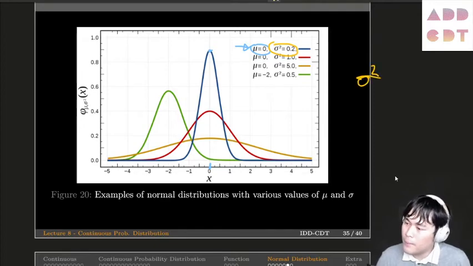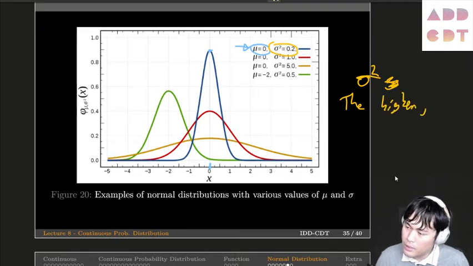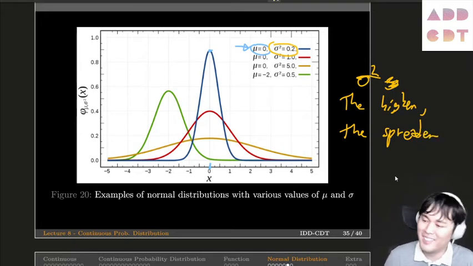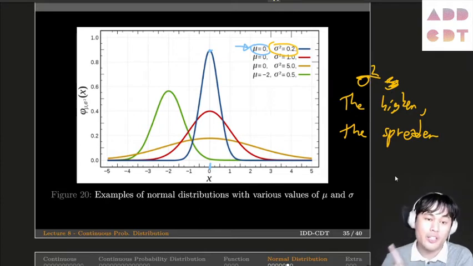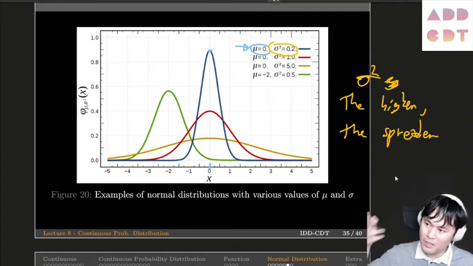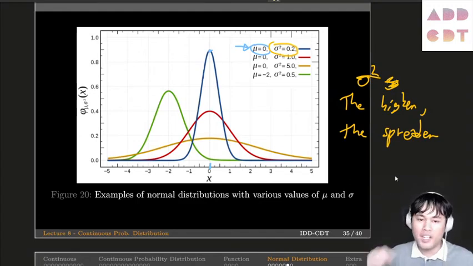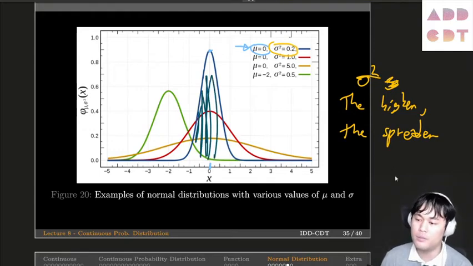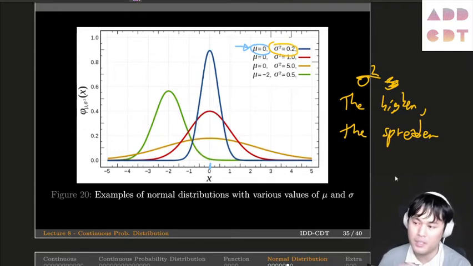Remember that the higher this value is, the more spread out the curve is. I'm not sure about the English. But anyway, we can agree that 0.2 is small. So if the variance is small, then the curve should also be narrow. It should be close together, and there's not much variance. That means most values should be close to each other, and that's what the blue curve is trying to tell us.